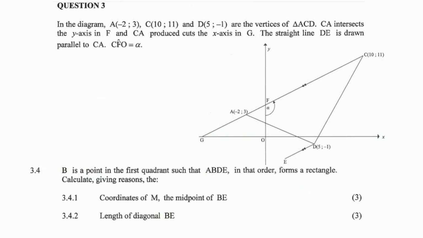Next part, B is a point in the first quadrant. So the first quadrant is this one here. So B is somewhere there, such that A, B, D, E, in that order, forms a rectangle. So that's important that we do follow that order. So let's try figure out where B is. So A, then it goes to B, then it goes to D, and then to E.